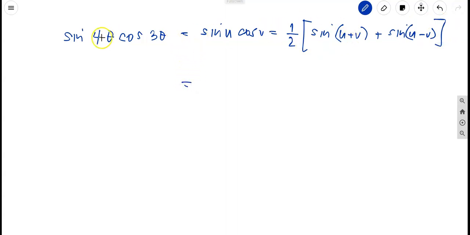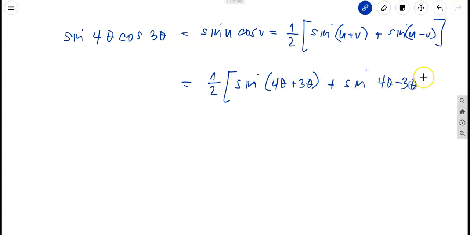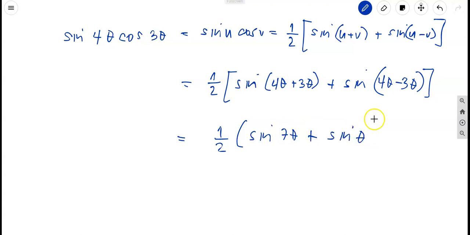Our u is 4 theta, and for cosine v, it is cosine 3 theta. So you will get 1 over 2 times sine 4 theta plus 3 theta plus sine 4 theta minus 3 theta, and then simplify the function. You will get 1/2 times sine 7 theta plus sine theta. Therefore, this is our solution.